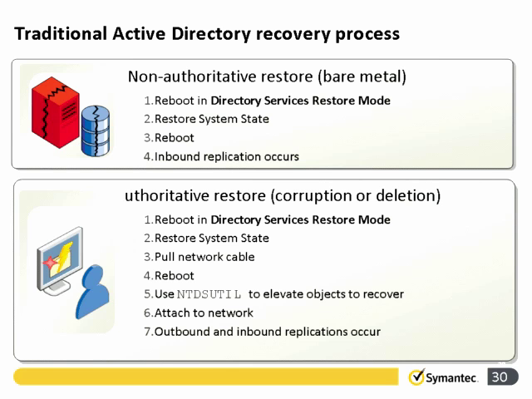For an authoritative restore, if Active Directory has become corrupt or I've had pieces deleted, I again must reboot the domain controller into Directory Services Restore mode, restore system state, unplug the network cable, and reboot the machine. At that point, I can use ntdsutil to elevate the objects in the server to recover and make it the master copy, reattach to the network, and let that all go out. So it's the master copy that replicates back out.